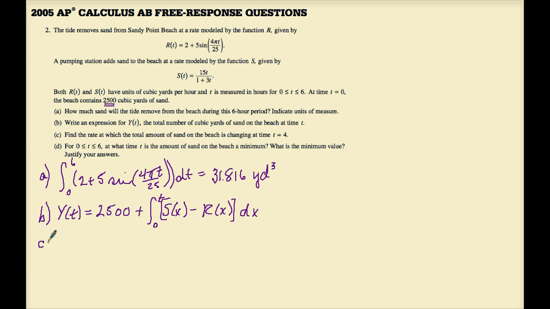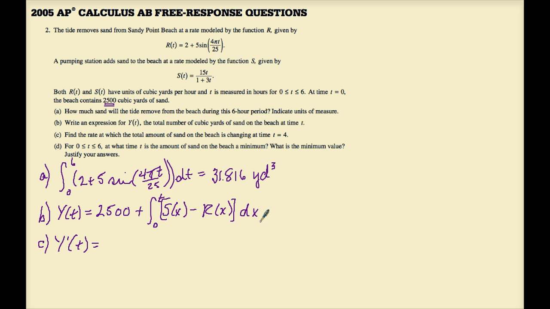Letter C. Find the rate at which the total amount of sand on the beach is changing at time t equals 4. Y of t is an expression which represents the total amount of sand on the beach at any time t. Therefore, y prime of t will represent the rate at which this total amount of sand on the beach is changing. So let's find y prime of t.